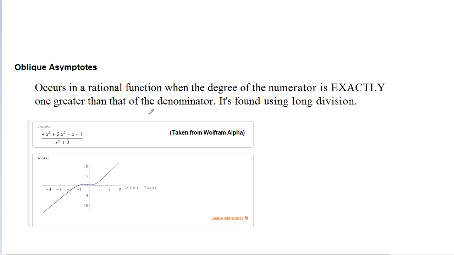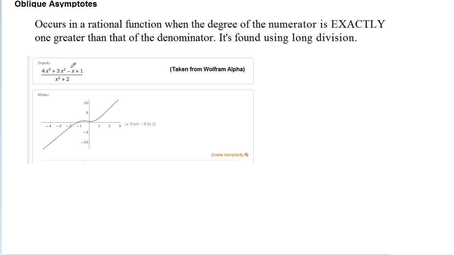But now let's go into the oblique asymptote. So here's an example I think they gave in class. And here's that function plotted. So this only occurs when the numerator is exactly 1 degree greater than the denominator. So in this case, x cubed and x squared. 3 is greater than 2 by exactly 1, so this works. And the oblique asymptote is this. If you divide both sides by x squared plus 2, you get 4x plus 3.